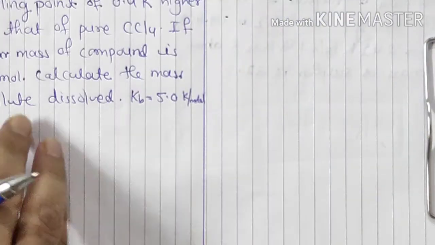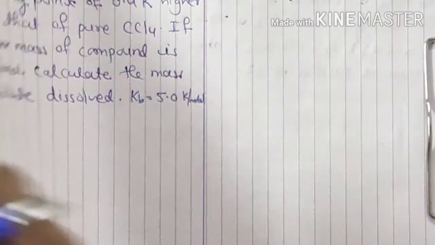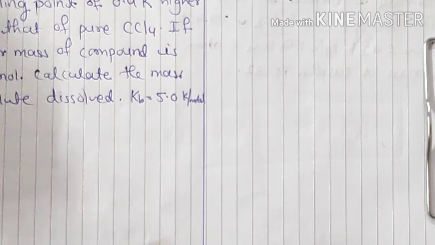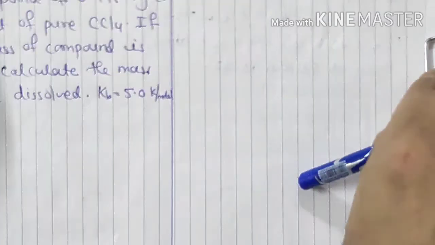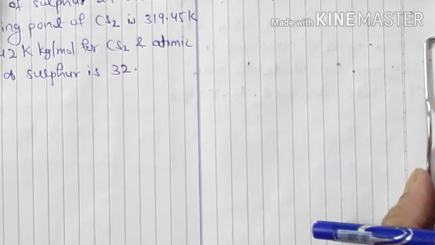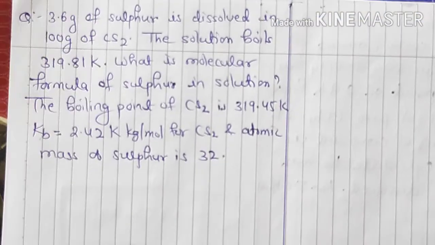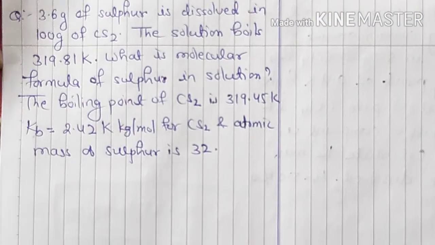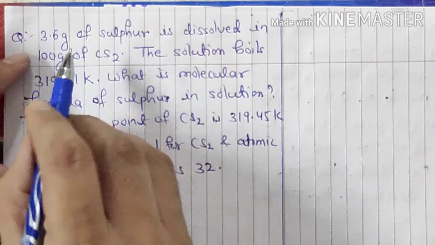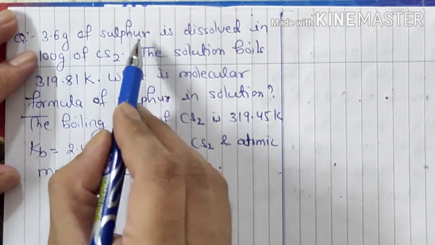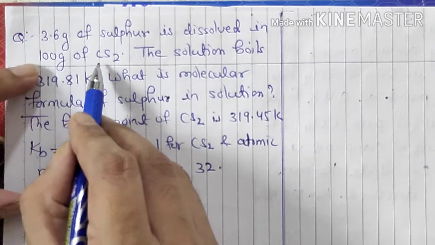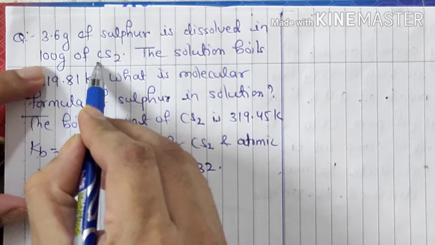Now let's see first this question. This is the important one. Try to understand. Now what is the question? The question is: 3.6 gram of sulfur is dissolved in 100 gram of CS2. CS2 is carbon disulfide. This is the solvent, student.